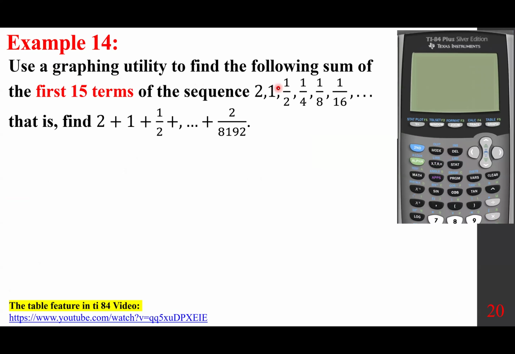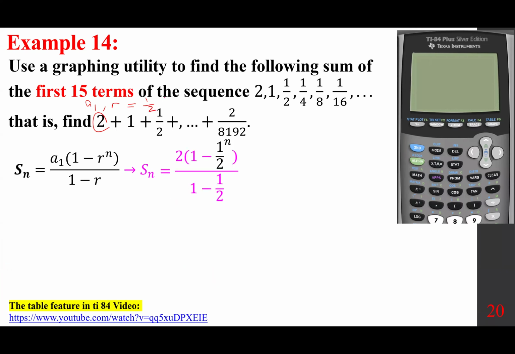Now use a graphing utility to find the following sum. This continues indefinitely. We use this one, S sub n, 1 minus r to the power of n over 1 minus r. You should recognize this one as a sub 1, and then 1 divided by 2 is 1/2, and so forth. I hope you recognize r as 1/2.